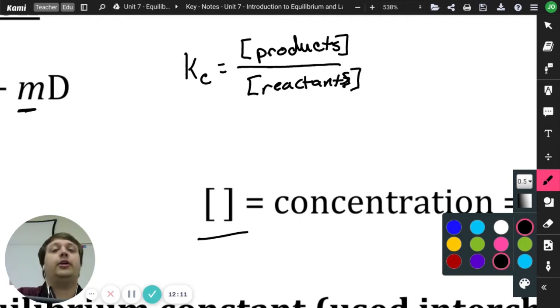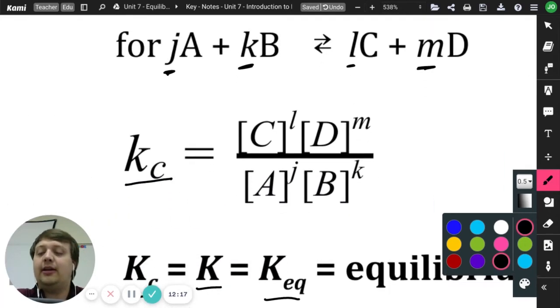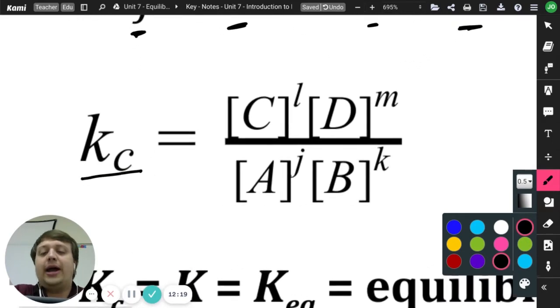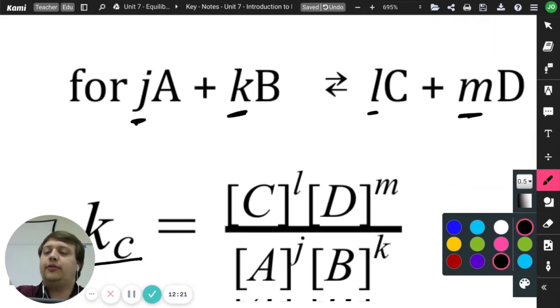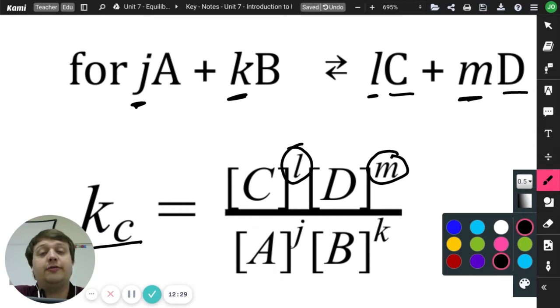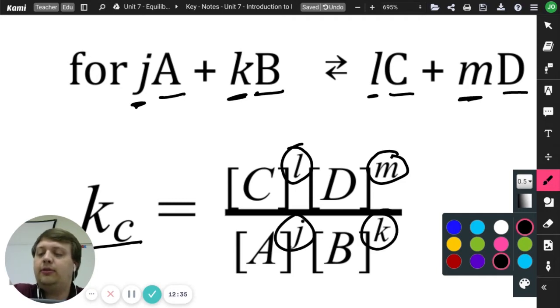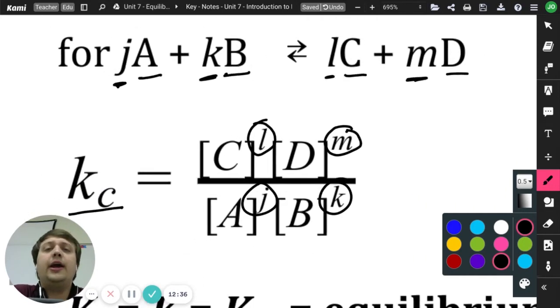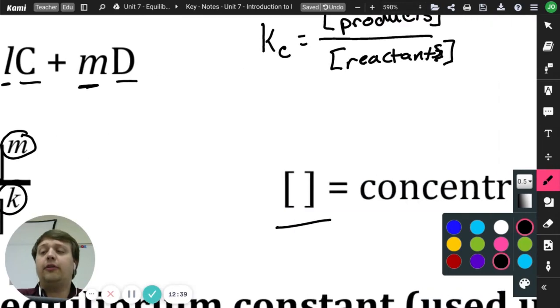Sorry, I forgot how to draw an S there for a second. So the concentration of the products over the concentration of the reactants, and that's what we see right here. I had Kc equals the concentration of my products, C and D, to their coefficients, divided by the concentration of my reactants, A and B, to their exponents. And then I would basically plug in my numbers and solve.